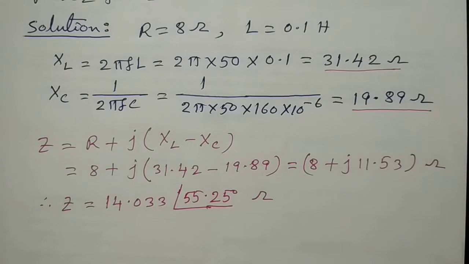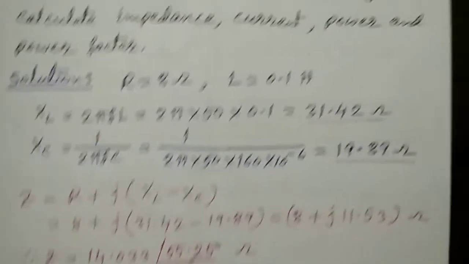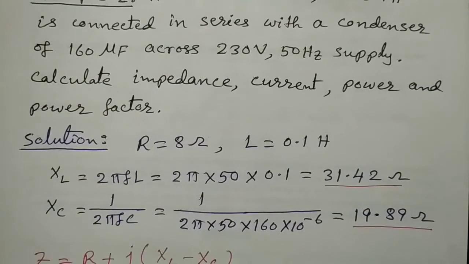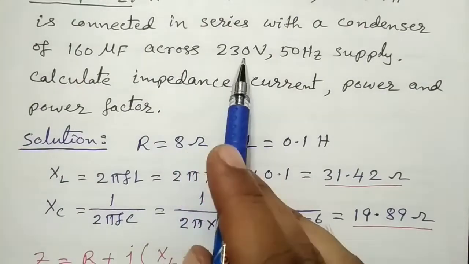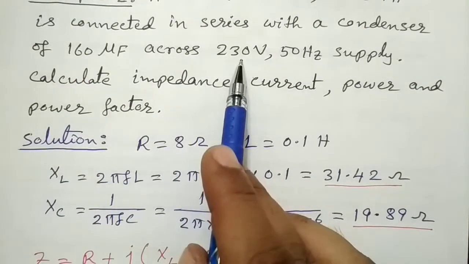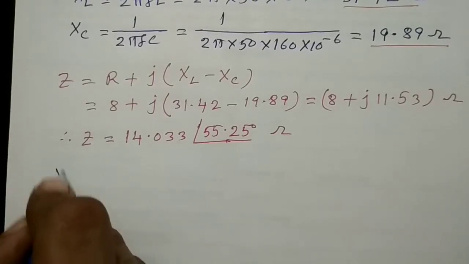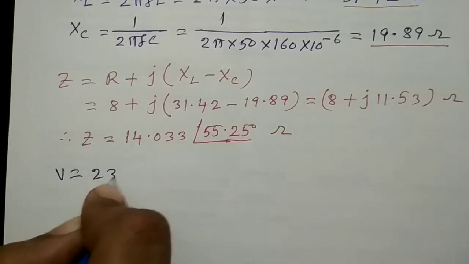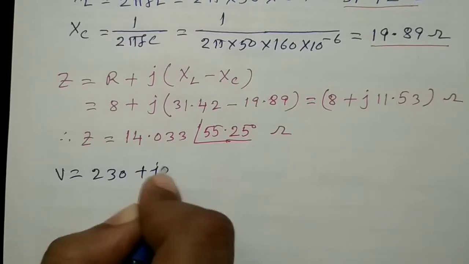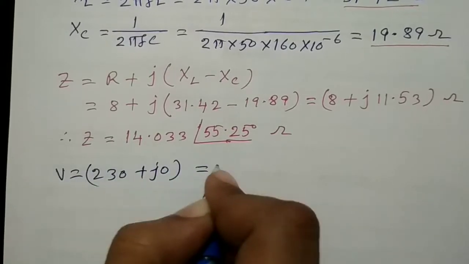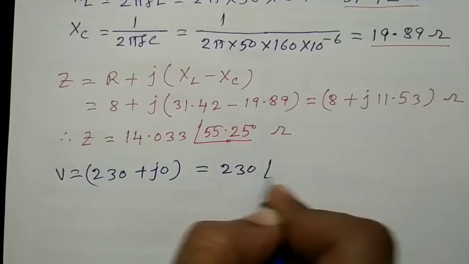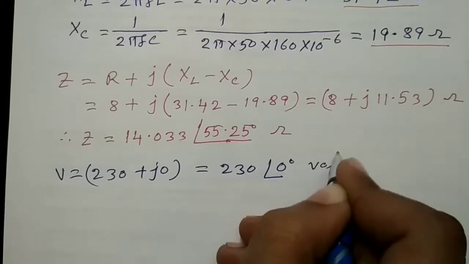Here the supply voltage is 230 volt 50 Hz. As it is given only the RMS value, so we can take this supply voltage as the reference. That means the supply voltage can be written as 230 plus J0, or it can be written as 230 angle 0 degree volts.